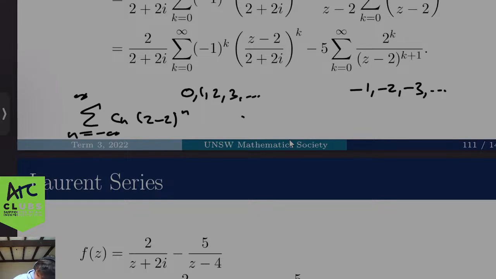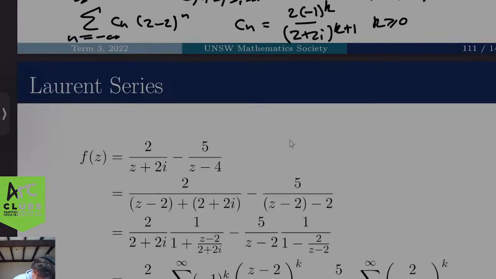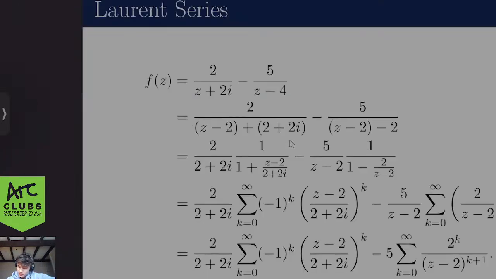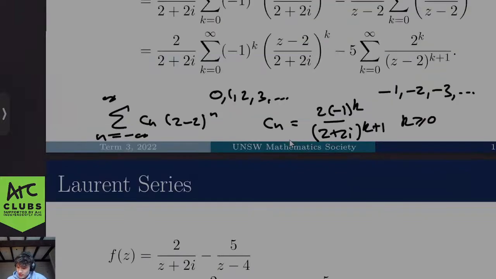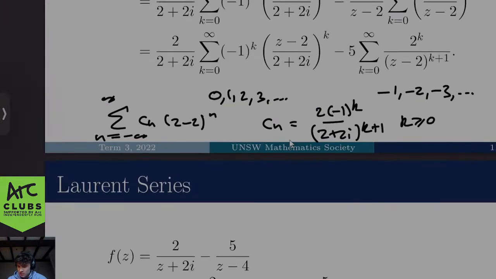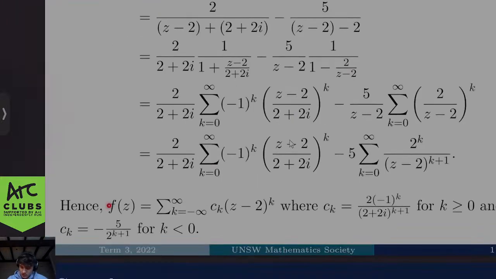We can say that Cn will equal 2 on (2 plus 2i) to the k plus 1 times -1 to the k for when k is greater than or equal to 0. Right? Because remember that this series gives the only terms for 0, 1, 2, 3. Okay? And then for k less than 0, we just look at the coefficient of z minus 2 on this. And that should be our other one, which should be this here.